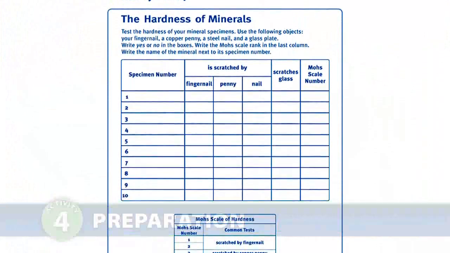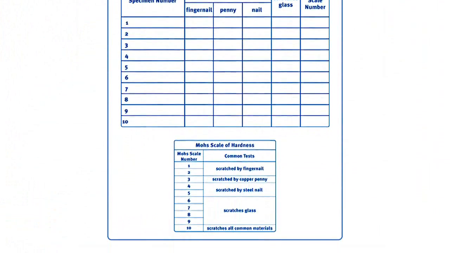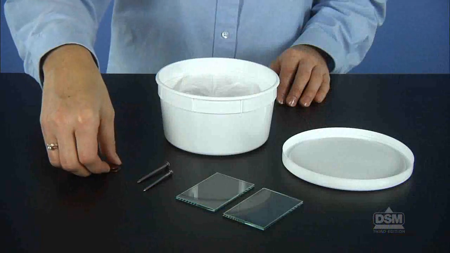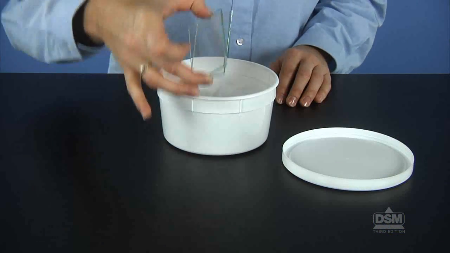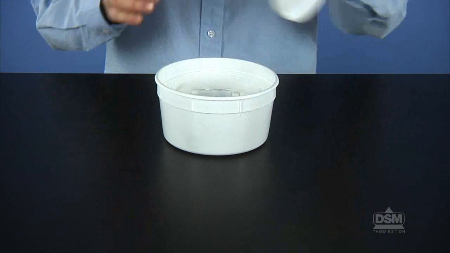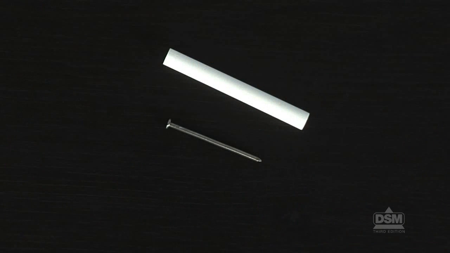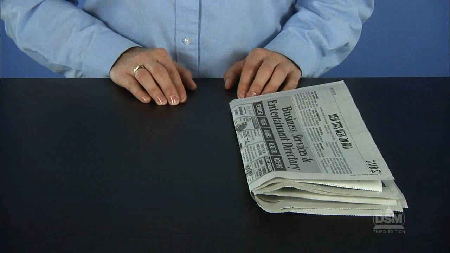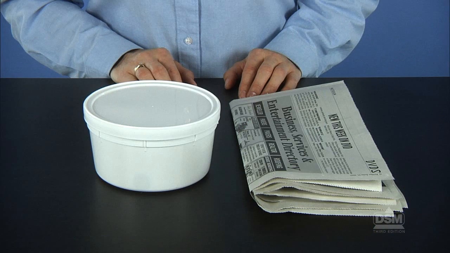To prepare for the activity, make a copy of Activity Sheet 4 for each student. Make sure to have the rock guide on hand for reference. Add the following materials to the mineral specimens and magnifiers already in each storage container: 2 pennies, 2 nails, and 2 glass plates. Make sure to have a piece of chalk and a nail ready for your demonstration at the beginning of the activity. Each group of 4 students will need some newspaper and a storage container of materials.